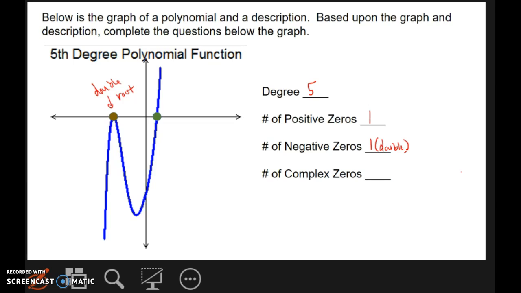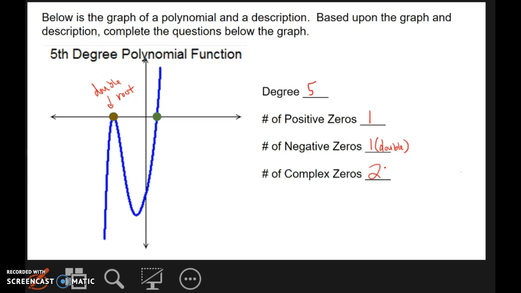Now, we said that the degree is the total number of real and complex zeros altogether. So I'm looking at here, and because I've got 1 positive and technically two negative zeros, that's only going to give me 3. And so what I have to have left then is the complex roots. So because I've got 3 here, I'm going to have 2 complex zeros left over. Nice, easy way for you to check. Complex zeros always come in pairs. They never come individually. So keep that in mind.